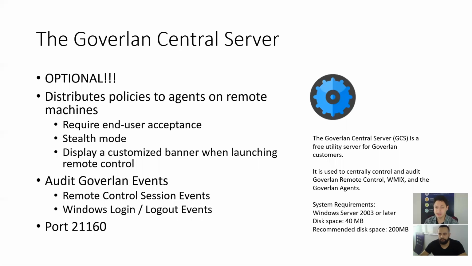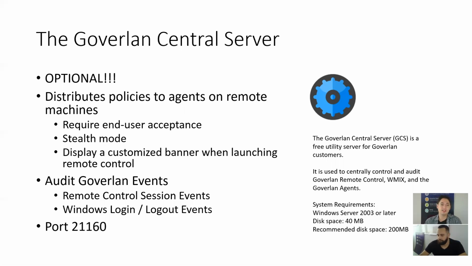Let me talk to you a little bit about the central server. First of all, it is optional. If you are testing Goverlan and you're in that trial mode, you don't need to stand up the central server. The purpose of the central server is just to distribute policies to the agents on remote machines. So here's a couple of examples. It does a lot more than what's listed up here, but as an example, you can require end user acceptance.